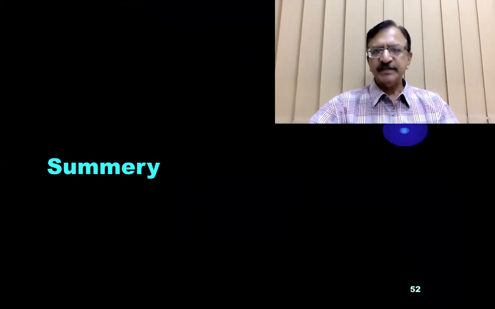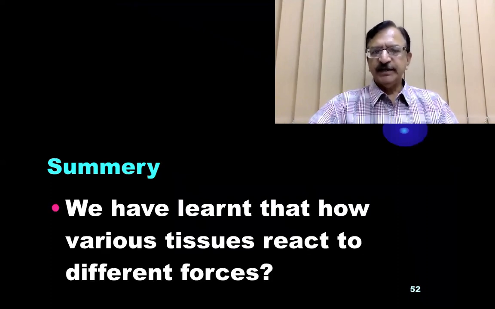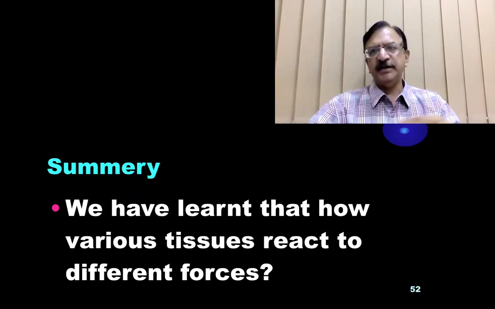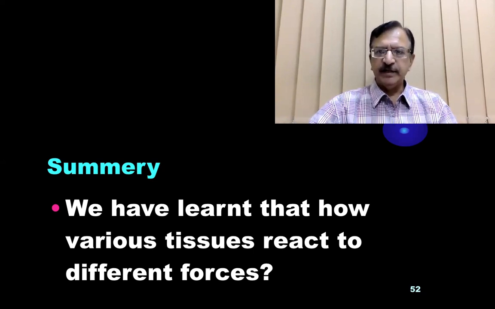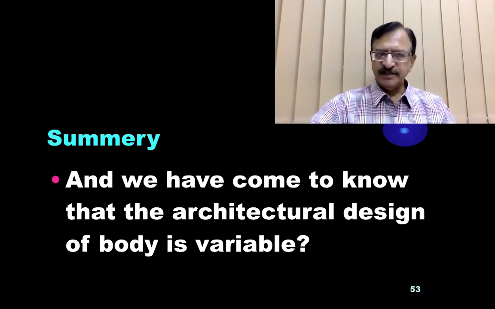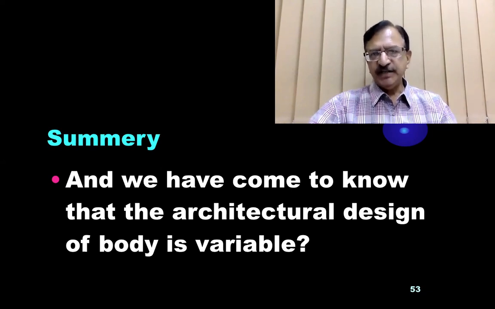So the summary of this lecture is that we have learned how various tissues react to different forces. The human body has a unique architectural design; it is not a uniform subject. It is made up of skin, subcutaneous tissue, fat, muscle, cavities and coverings, and within the cavity there is air and fluid, and they will behave differently to physical forces. So we have come to know that this variation in the architectural design causes change in the appearance of the wound.